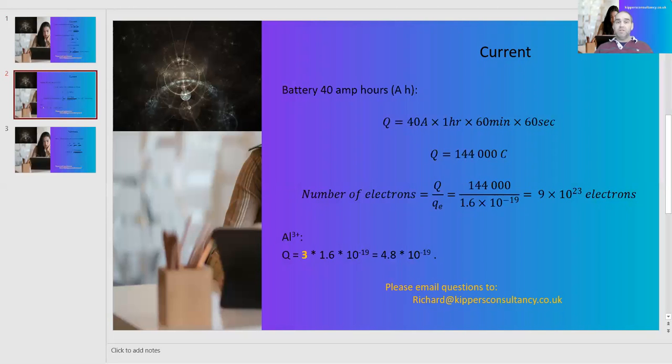Imagine now we wanted to work out how many electrons this is. Again, we would take our charge of 144,000 coulombs and divide that by the charge on a single electron, Q over Q_E. When we do the 144,000 and divide it by 1.6 times 10 to the minus 19, we obtain 9 times 10 to the 23 electrons.